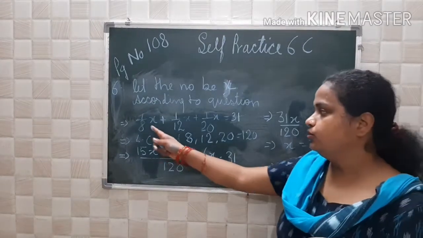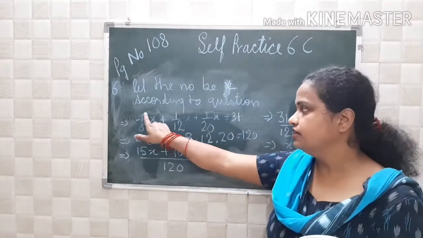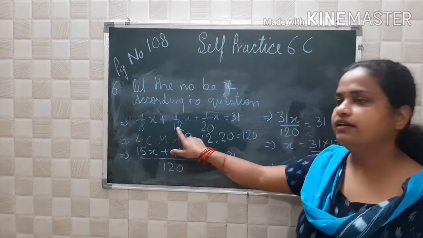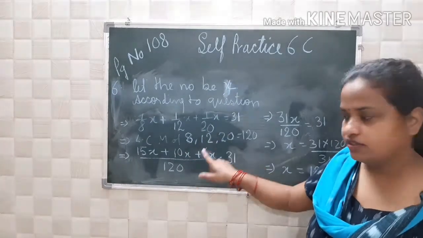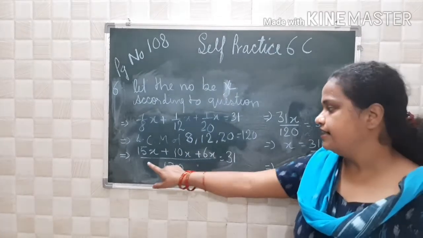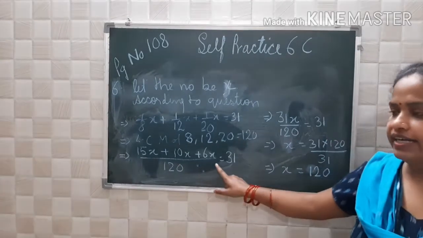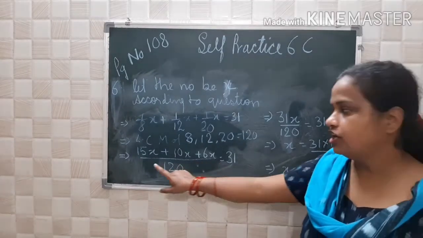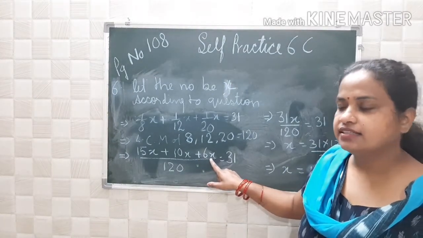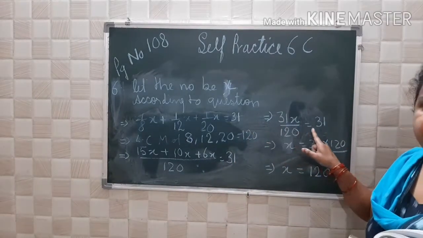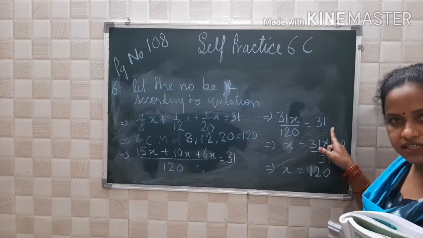Now, you know 8 fifteens are 120, so here it will come 15x. 12 tens are 120, here it will come 10x. 20 sixes are 120, so here it will come 6x. And the LCM is 120, upon 120 is equal to 31. Now you add 15 plus 10, 25, and 25 plus 6, 31. So 31x upon 120 is equal to 31.